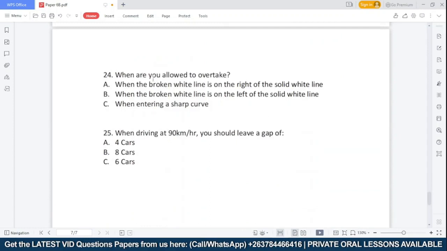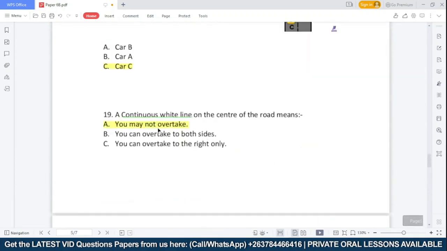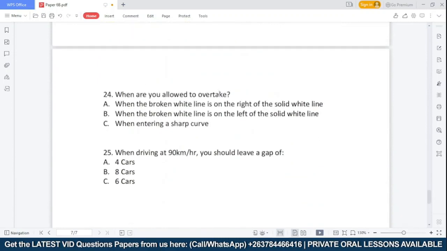24. When are you allowed to overtake? This question is more like the previous one, but let's just look at the question and see what it says. When are you allowed to overtake? A. When the broken white line is to the right of the solid white line. B. When the broken white line is to the left of the solid white line. C. When entering a sharp curve. So definitely we know that option C is incorrect. When you're entering a sharp curve, you are not allowed to overtake.